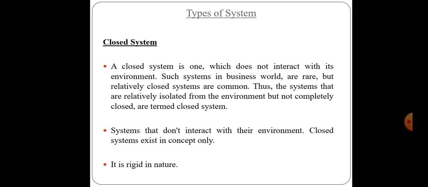Now, opposite to the open system is the closed system. It is one in which there is minimal or no interaction with the external environment, and in the business world, such systems are very rare. Thus, the systems that are relatively isolated from the environment but not completely closed are known as closed systems. So, they do not have very much regular interaction with the external environment, but yes, they also cannot exist in isolation, but very minimal interaction is there. So, these systems generally exist in concept only.